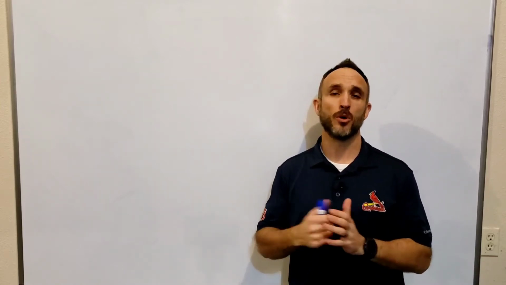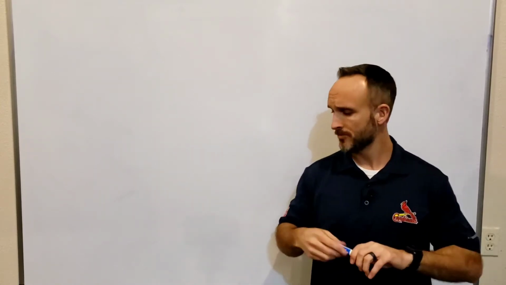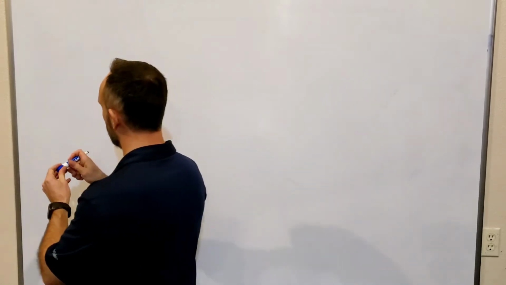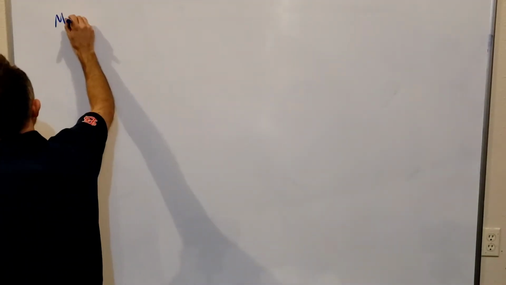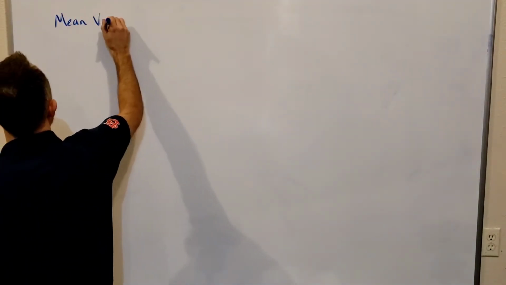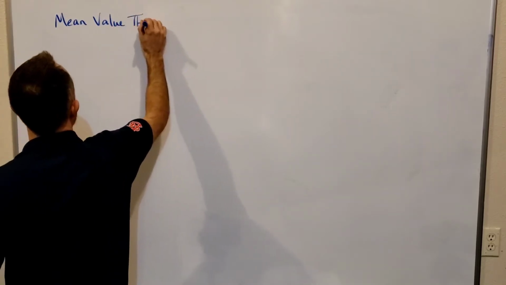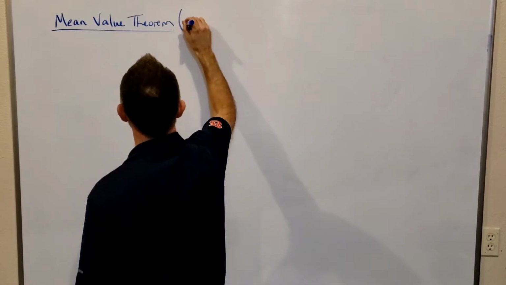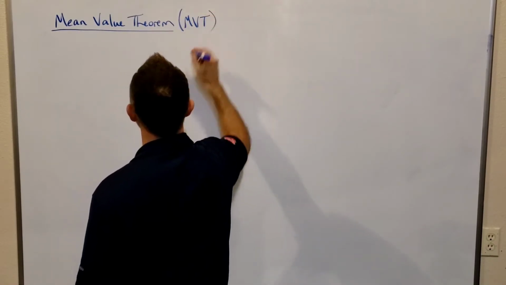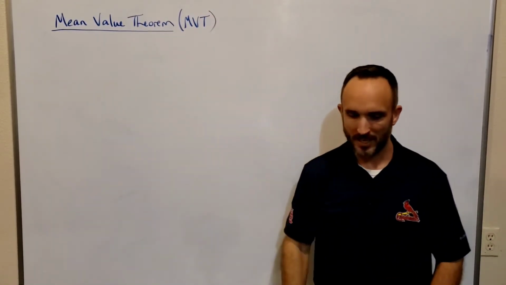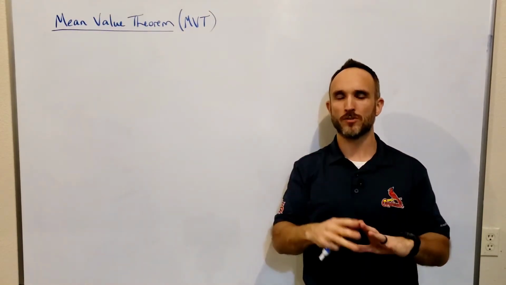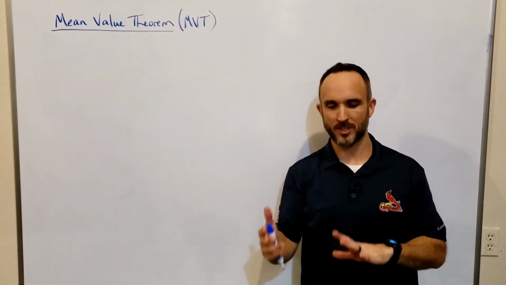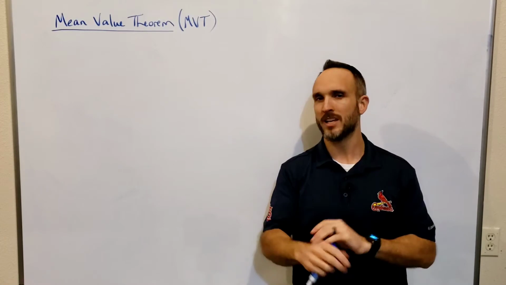Let's take a look at an important theorem involving derivatives called the mean value theorem. The mean value theorem, often called MVT. It's a more general version of Rolle's theorem.